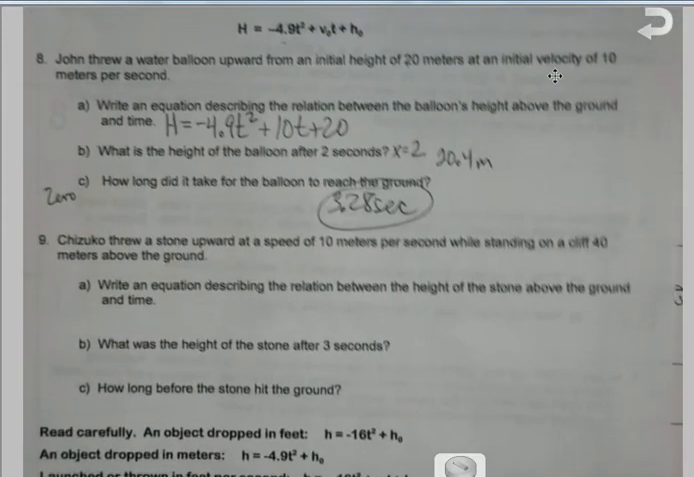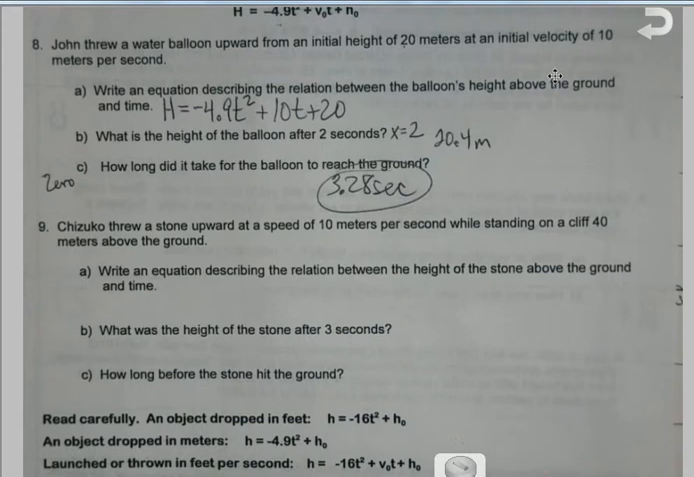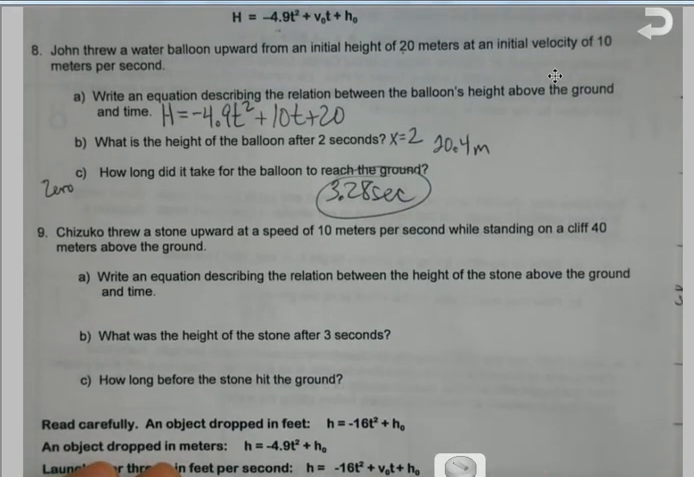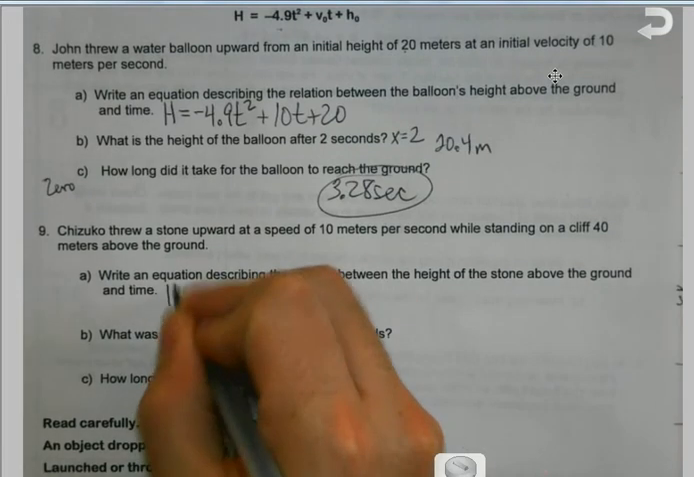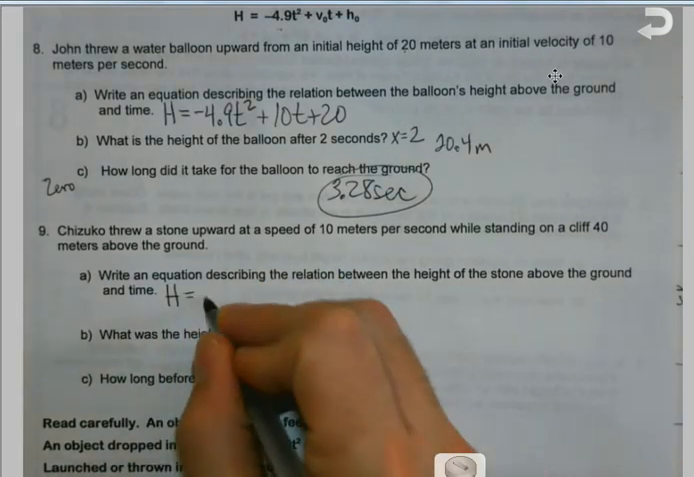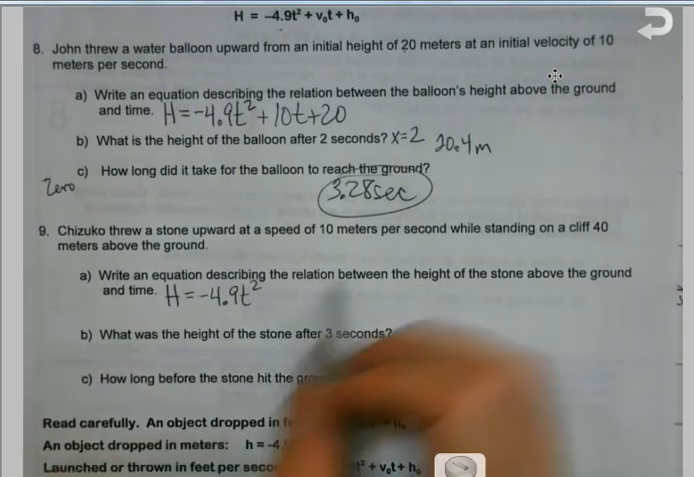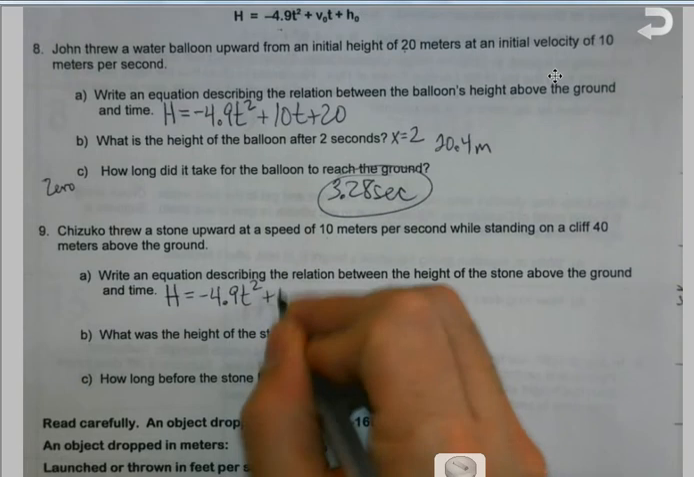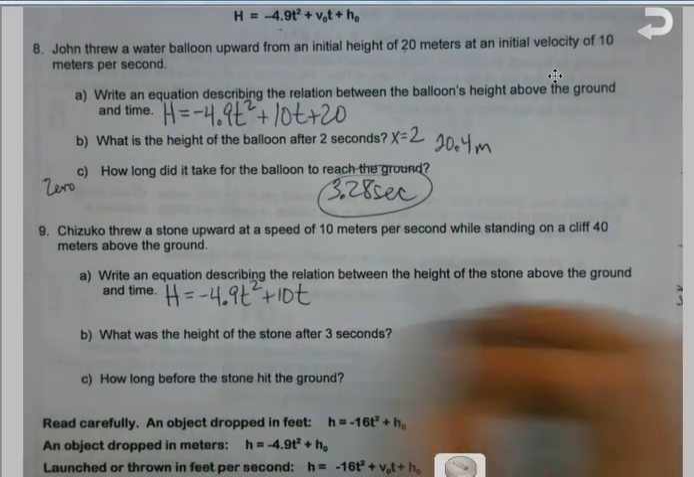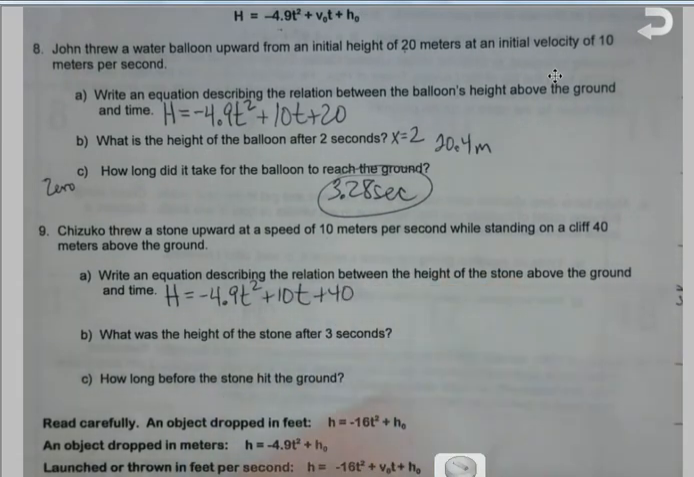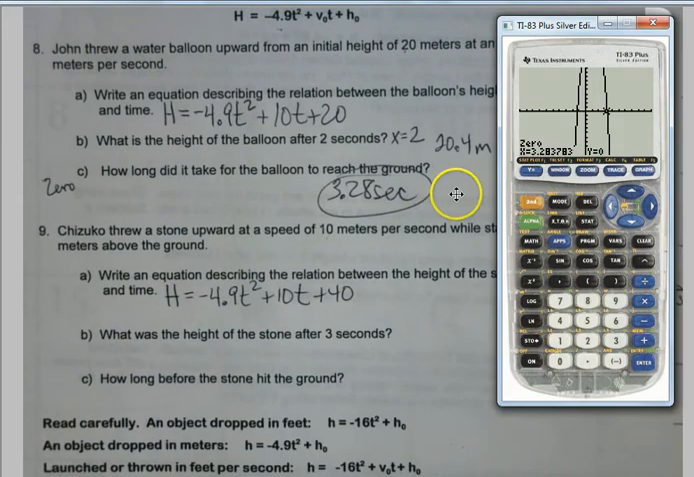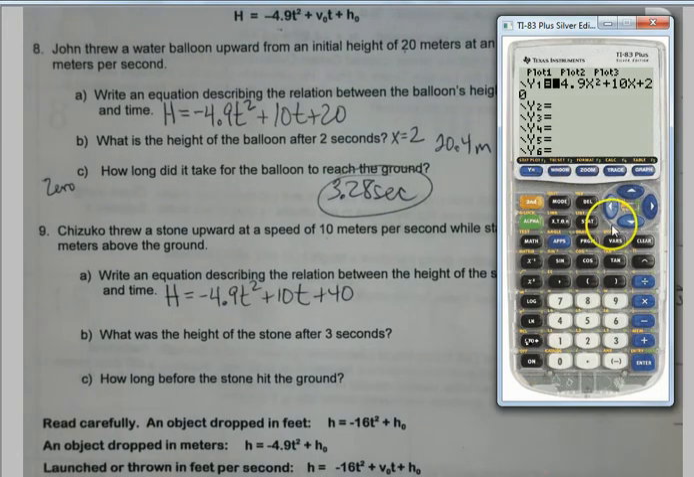So let's keep looking here. Chizuko threw a stone upward at a speed of 10 meters per second while standing on a cliff 40 meters above the ground. Same idea. Write an equation describing the relation. Typically, my first term doesn't change. My initial velocity, once again, happens to be 10. And this time I'm 40 meters above the ground. So similarly to the questions we just answered, the only real difference here is that now it's 40 instead.